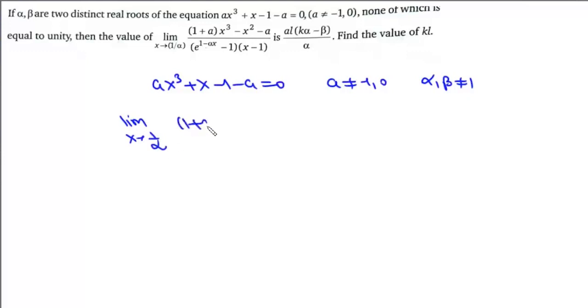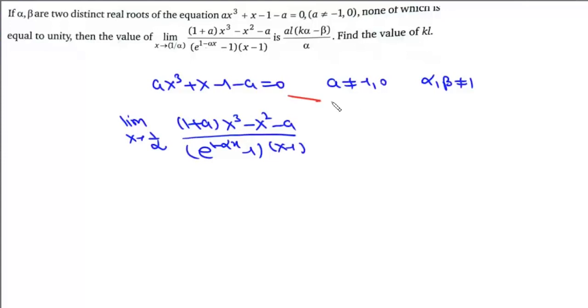Now here the question is, if alpha and beta are two distinct real roots of this equation, a x cubed plus x minus 1 minus a equals 0, where a is unequal to minus 1 or 0, and alpha and beta are unequal to 1, then we need to find the value of this limit. Limit x tends to 1 by alpha, (1 plus a x cubed minus x square minus a) upon (e to the power 1 minus alpha x minus 1) into (x minus 1).